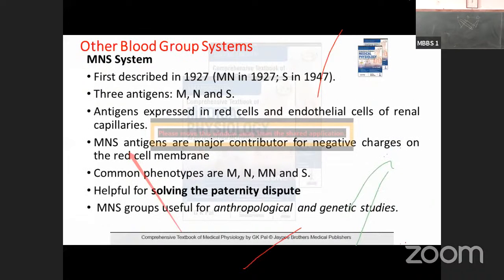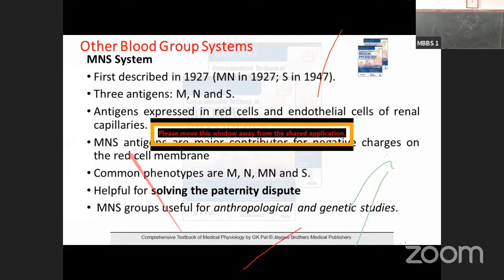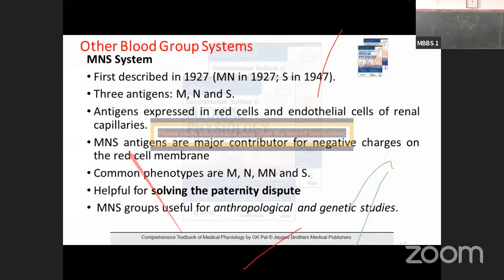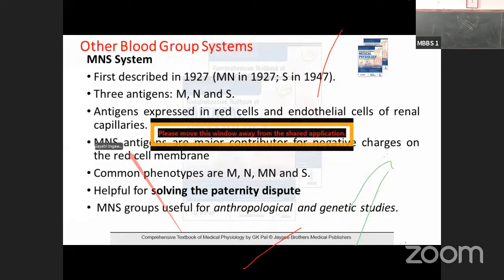Only enumerate the treatment: exchange transfusion, that is intrauterine transfusion or the exchange transfusion, but important is the phototherapy. Other systems: the MNS system was described in 1927, M, N and S. There are 3 antigens, M, N and S. They are expressed on the endothelial cells of the renal capillaries. They are a major contributor to the negative charge on the red cell membrane. Phenotypes are M, N, MM and S. Helpful for solving paternity disputes.